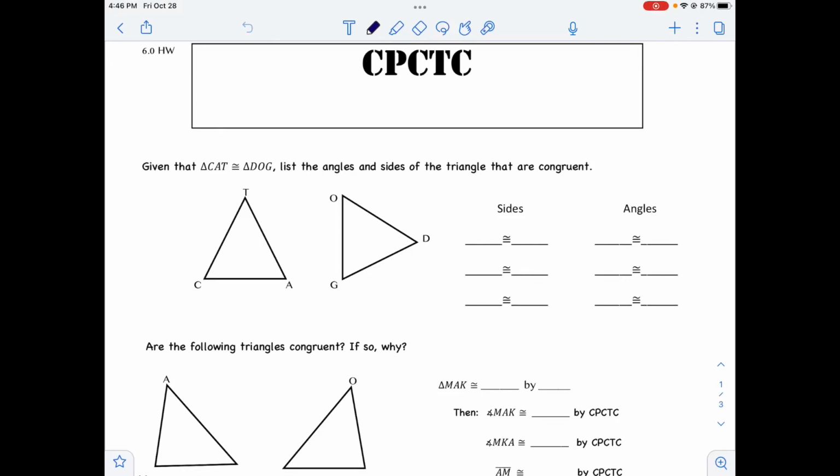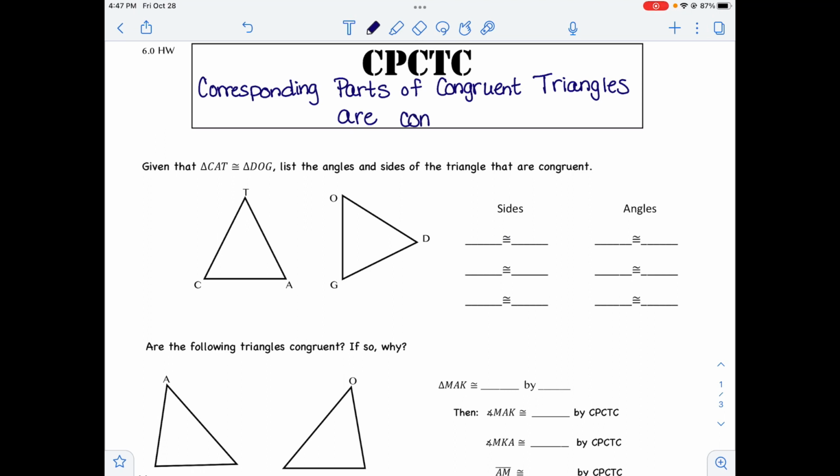So this homework is going to go over CPCTC, which is something you should have seen before, but we're going to spend a little bit more time on that. It's one of our major focuses. So CPCTC means corresponding, that's the first C, so corresponding parts, so the P means parts, of congruent, that's your second C, triangles, that's your T, are congruent, and that is your last C.